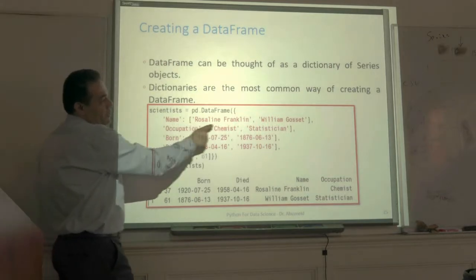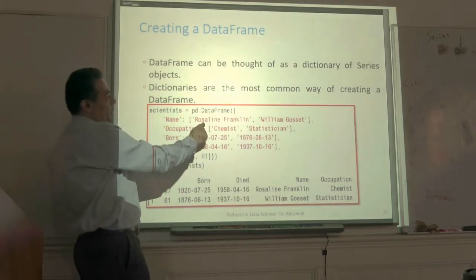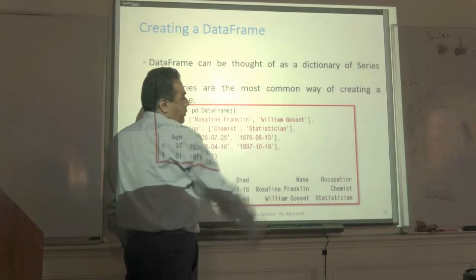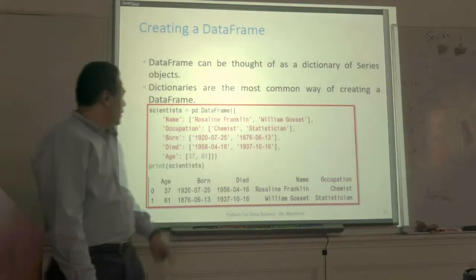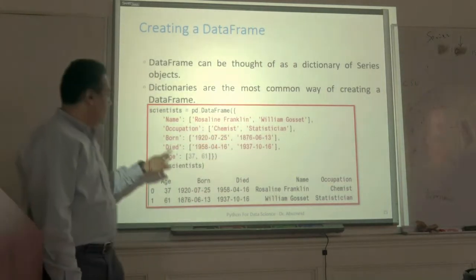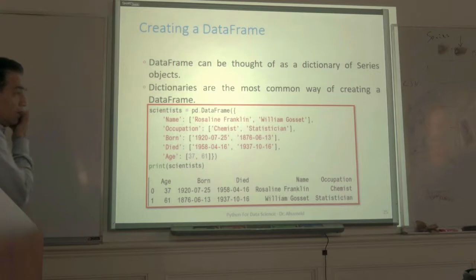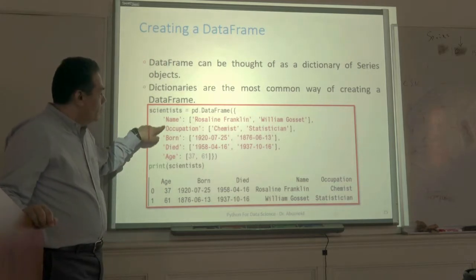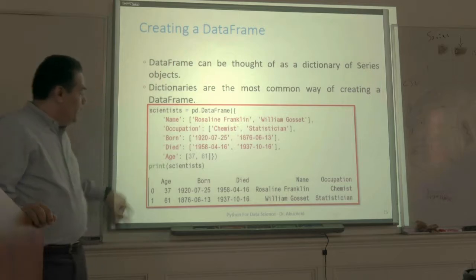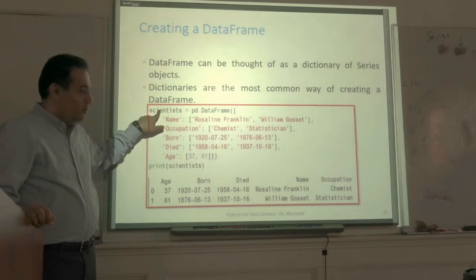Name, and then passing how many elements? 2. Rosalind Franklin and William Gosset, I think, and the occupation, chemist and statistician, born dates, died dates, age 37, 61. In here, how many columns do they have? How many series? 1, 2, 3, 4, 5, right? When I print scientist, what is scientist? It's a data frame.